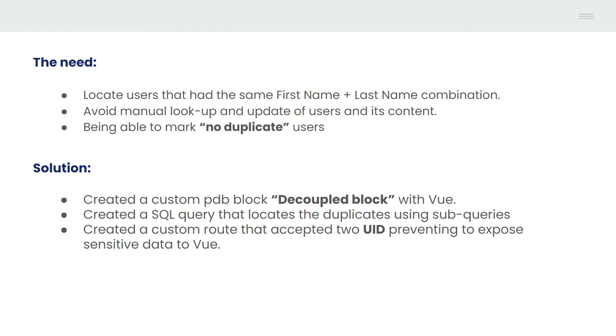So I created a custom block, and I created a SQL query. So I Googled and I found something interesting on Stack Overflow. Basically, you run this query where you fetch all the users. And then for each user, you run a subquery. So you count if there are more than one user with the same combination of username, first name, and last name. That way, you're able to tell if this name is duplicated, and you put it together.